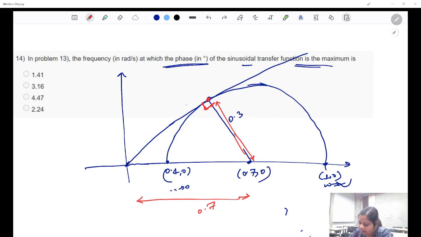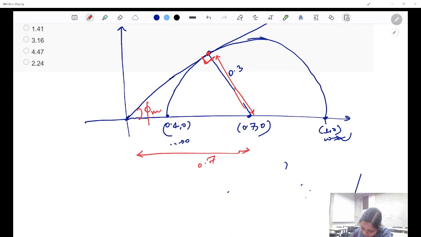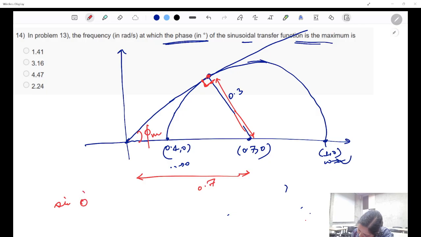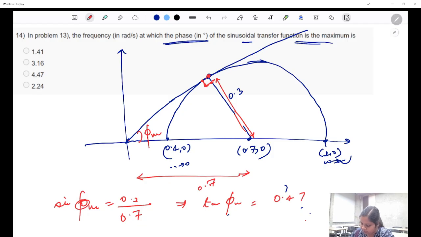Okay, so here it is a tangent, so let this angle be phi m. So sine of phi m is perpendicular upon hypotenuse, 0.3 upon 0.7. From here we want to find out what is tan phi m. So you can always find it out, right? It's perpendicular upon base. Once you have this, it will come out to be 0.474.